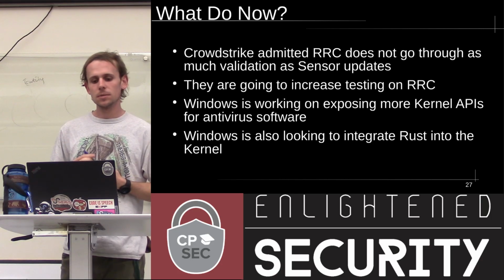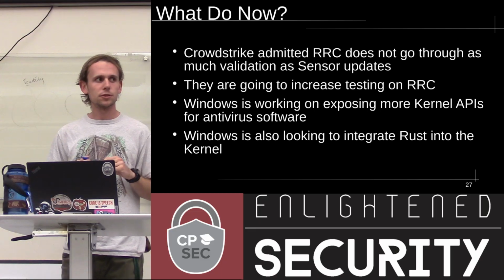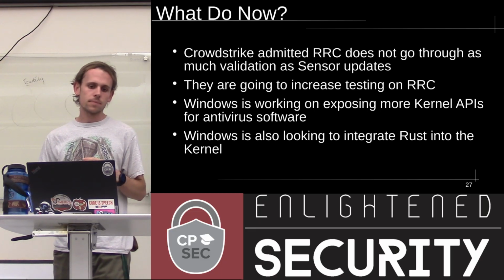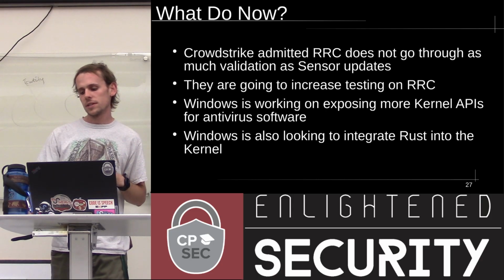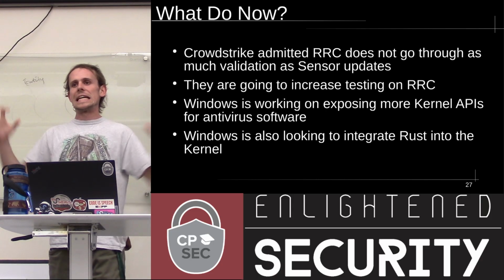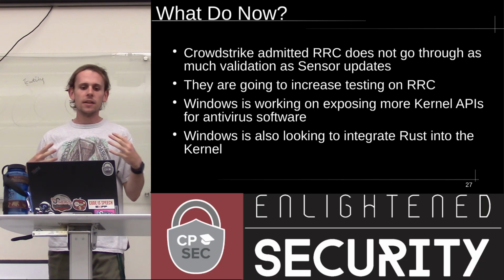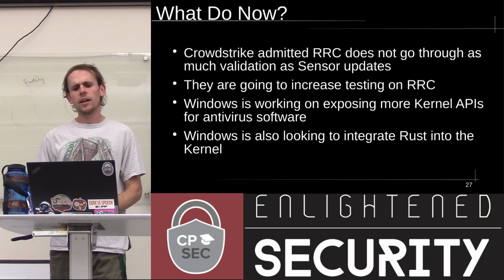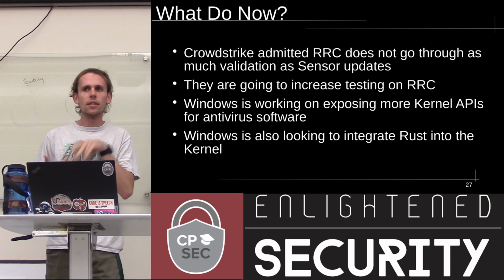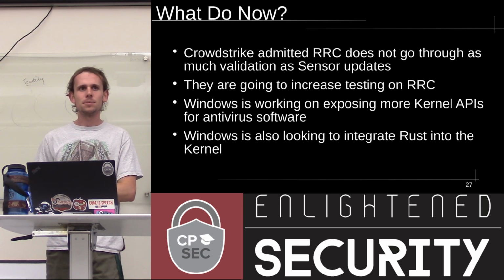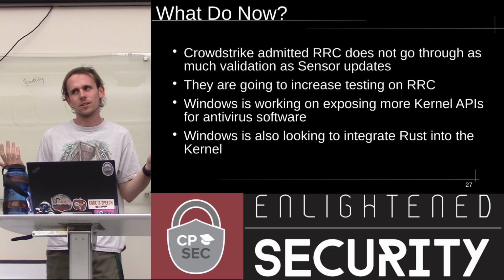Microsoft also came out and said some stuff, because some people were blaming Microsoft for this. They also released a really interesting blog post that you should read. And they're working on exposing more kernel APIs for antivirus software. The reason for this is, at the moment, everything just runs in the kernel, right? CrowdStrike runs inside of the kernel, which is the problem here. So Windows is working on exposing more APIs so that you can access kernel stuff without actually running in the kernel. Because really, at least in my opinion, antivirus shouldn't be running in the kernel. The kernel is for kernel stuff.